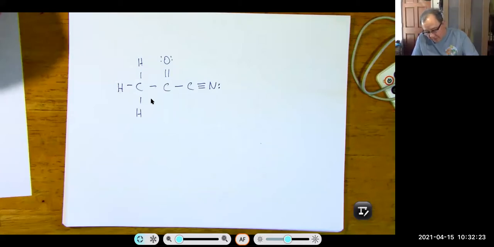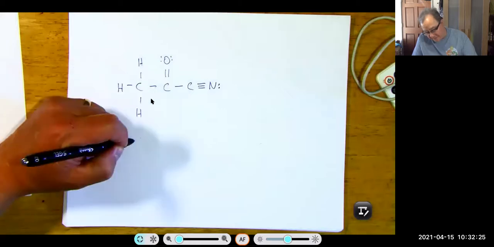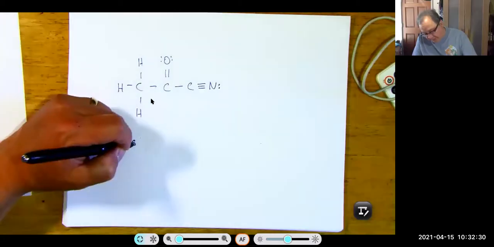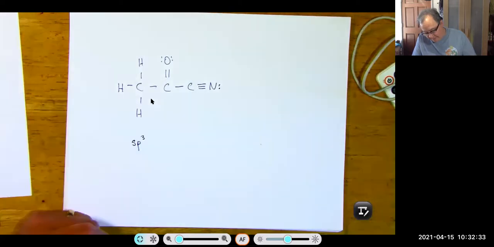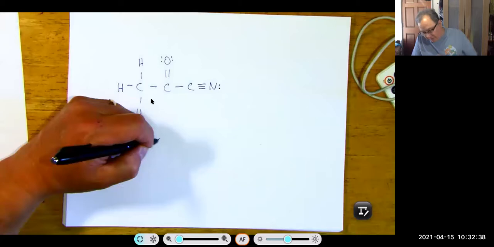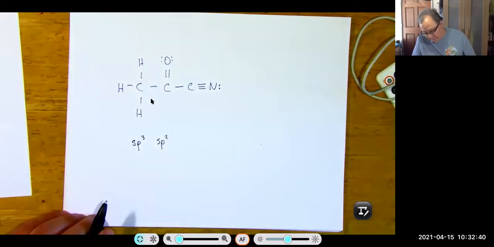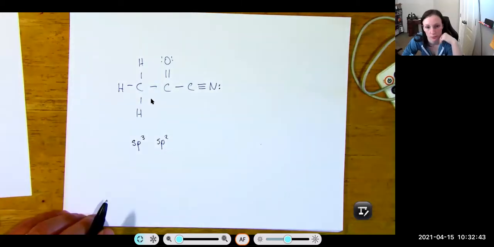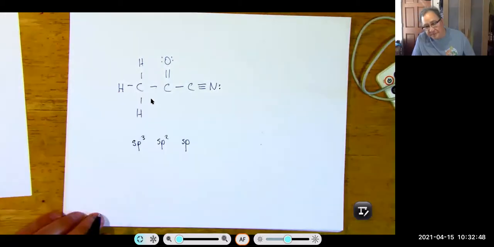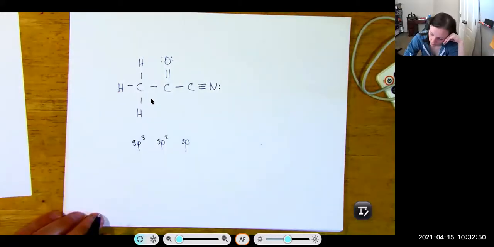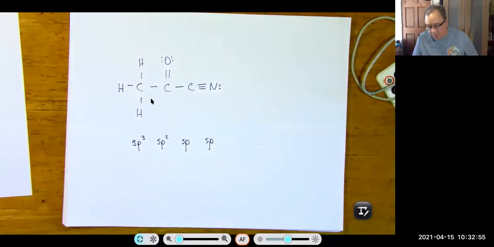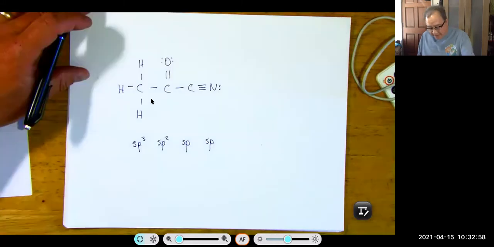Great. How about this carbon atom? What's the hybridization? It's tetrahedral, so sp3. How about this carbon atom? Trigonal, so sp2. How about this one? Is it just sp? That's right. How about this one? sp, because it has two pairs. One pair is the triple bond, one's the double bond, or one's the two electrons. How about this oxygen?